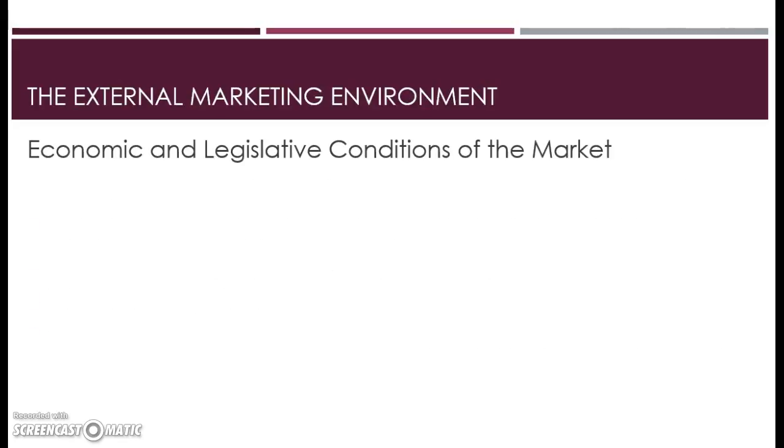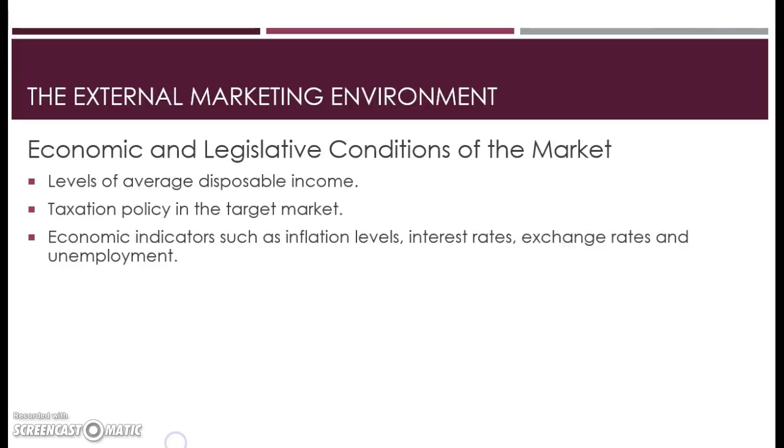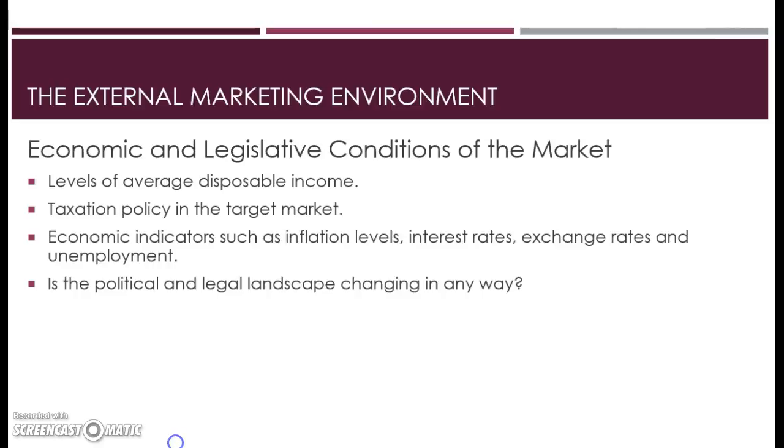Economic and legislative issues obviously cropping up. So levels of average disposable income from your target market. How have the changes in the economy and the business cycle affected your target market? Added to that, taxation, for example. How does that affect your target market? So key economic indicators: inflation, interest rates, exchange rates, and unemployment. How, once again, does this affect your target market? And have a knock-on effect on your type of marketing.